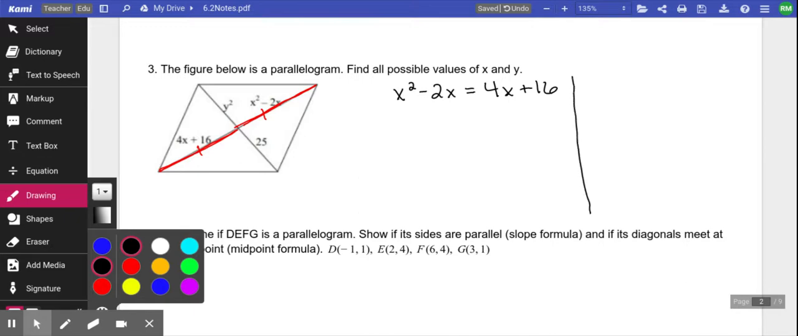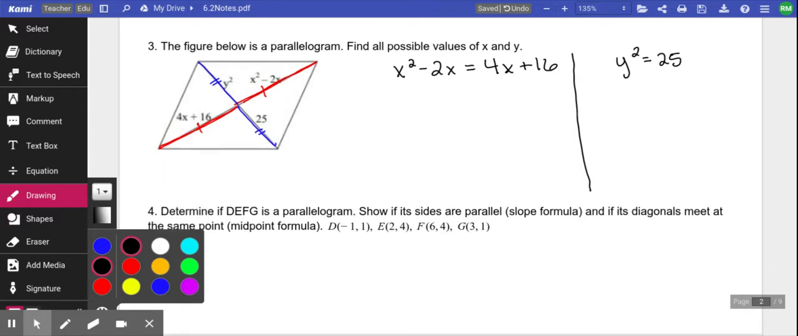And then we also have the other one, which says that y squared equals 25. So that could be our second one that we're going to look at. And you can solve for that. Again, I'll come back to it at the end to give the answers.